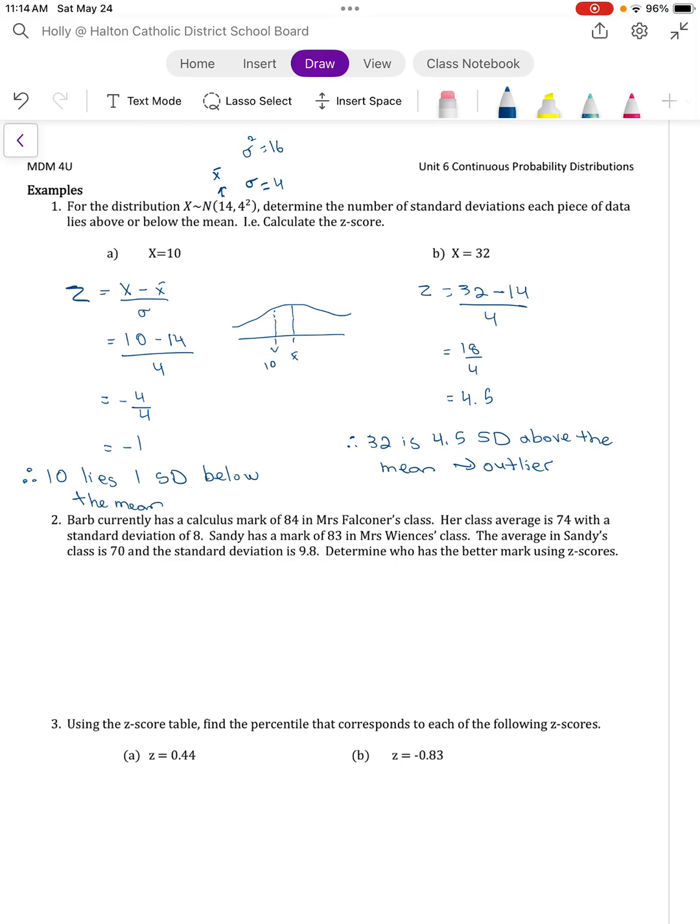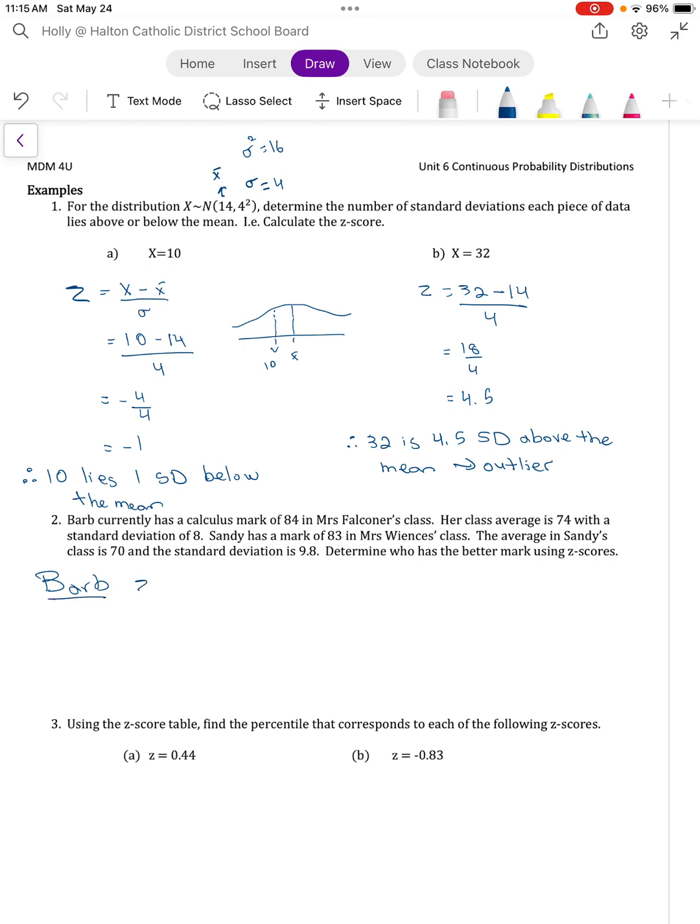So, Barb currently has a calculus mark of 84% in Miss Falconer's class. Her class average is 74 with a standard deviation of 8. Sandy has a mark of 83 in Miss Wences' class. The average in Sandy's class is 70% with a standard deviation of 9.8. Determine who has better marks using Z-scores. So we're going to do this separately. Remember your standard normal distribution, N is 0, 1. So let's look at Barb and compare her result to her class.